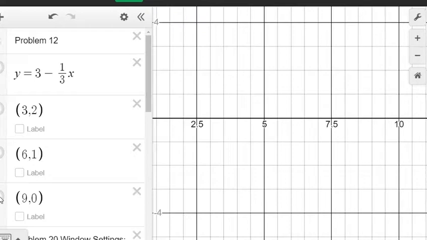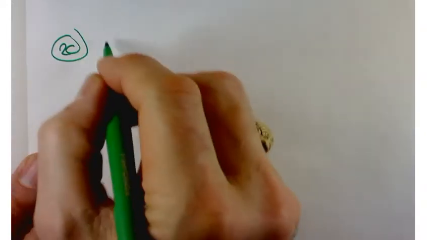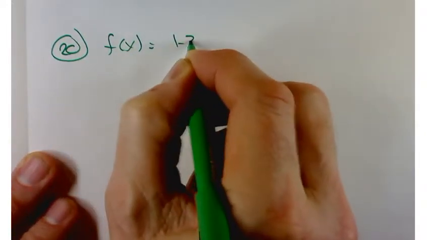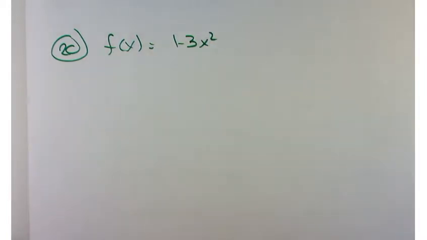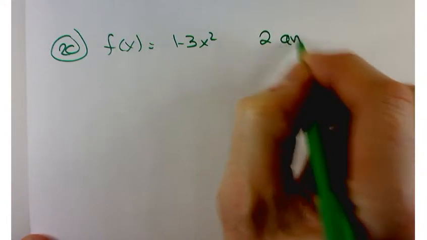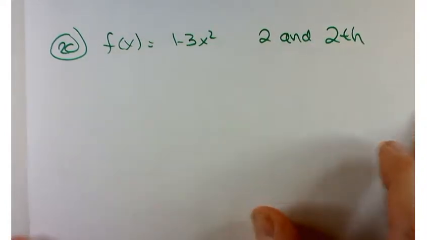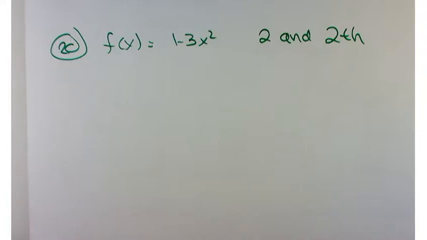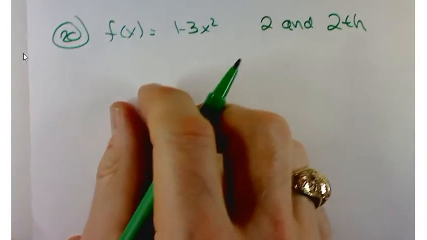So let's come over here. This time our function looks like f of x is 1 minus 3x squared. And we want to find the average rate of change between 2 and 2 plus h. Well, this is going to look like your divided difference type problem. So let's see if we can figure out what's going on with that.